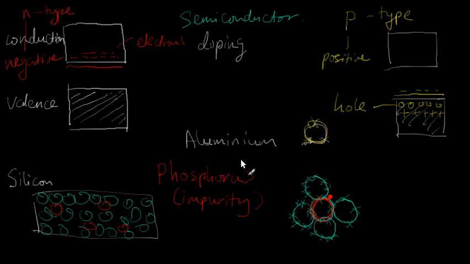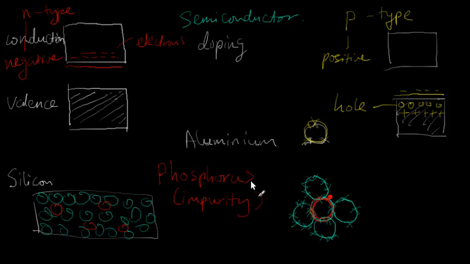The other type is by adding an impurity that would remove electrons from the valence band, thereby making it not fully occupied, and therefore it can then conduct. An example of this type of impurity would be aluminum.